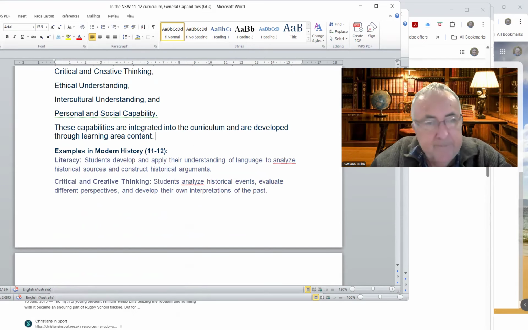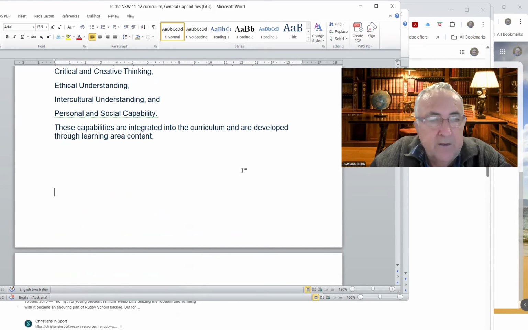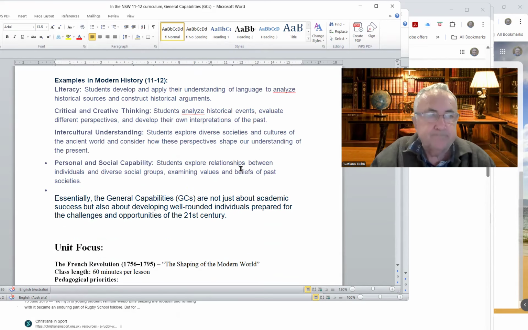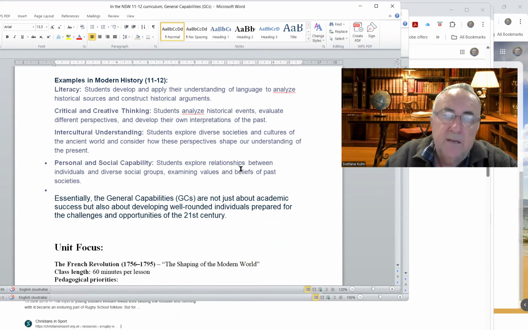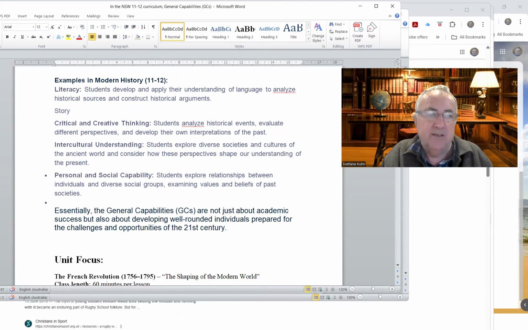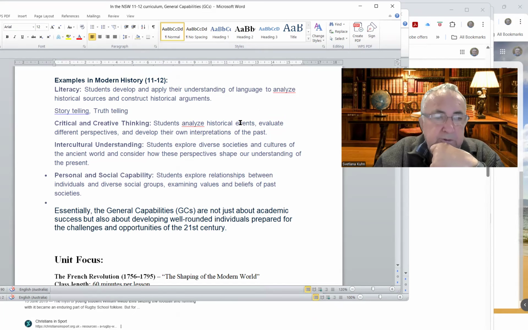Otherwise, the lesson will fail if it's only just some content and we don't know or understand the reasons for doing the content. So in modern history, literacy will be important, writing and speaking and developing arguments and analysing written sources. And this brings in the whole question of storytelling. That is, just because someone can tell the story well, does it mean that it's truth telling? Critical and creative thinking and writing can be important, and it certainly is important.